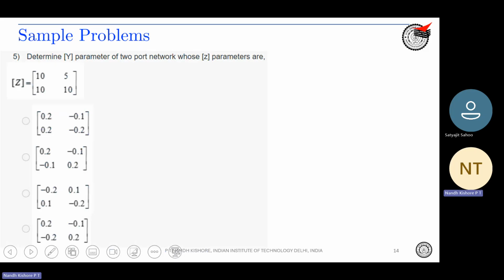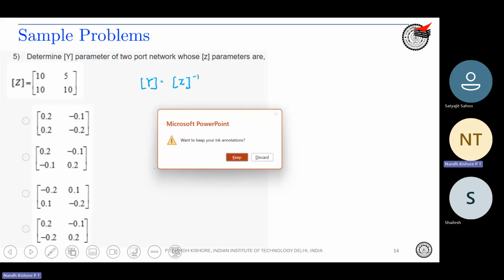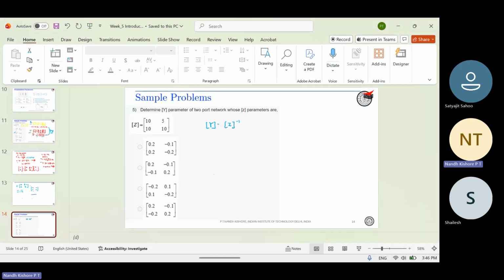So, determine the y parameter of a two-port network whose z parameters are as given. You know, z and y are directly complementary. So the y matrix would be directly the z matrix, the whole inverse. That is, you take an inverse of this matrix, you get the answer. Okay. So I'm not doing this; we will do other problems. This is very simple, right? So y is equal to z inverse. So the answer turns out to be D.